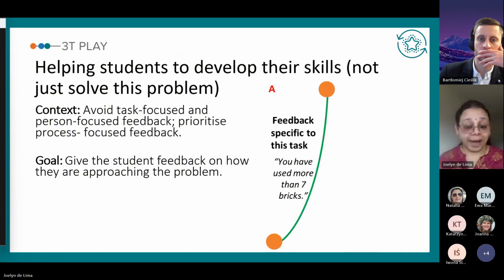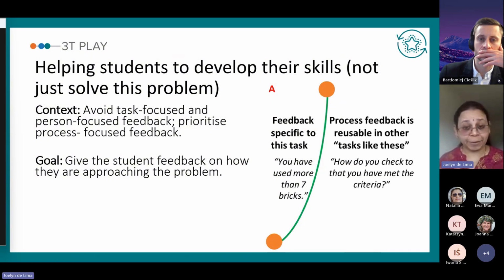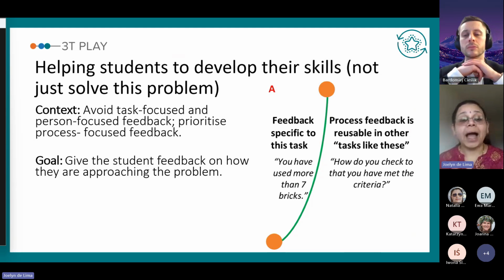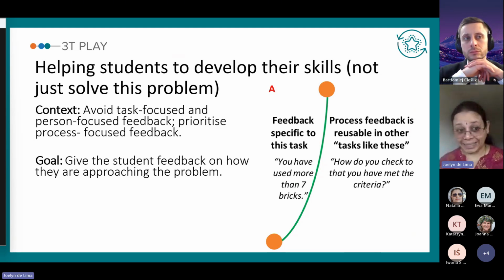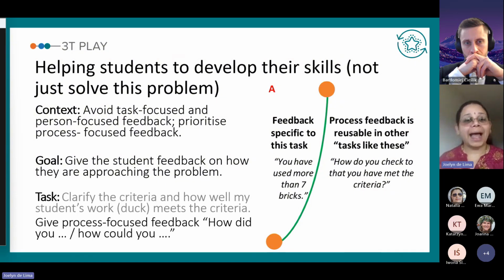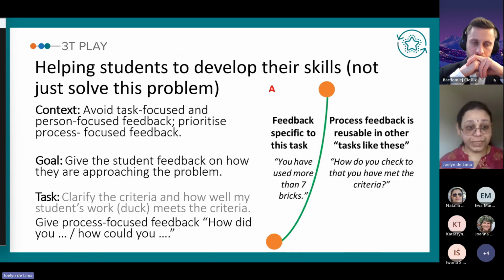If I then rather give them process level feedback, that would mean feedback that is applicable in tasks like this. Maybe next time they have to build a representation of a tree. Maybe next time they don't have to use Lego, they have to use something else. And so I can ask them something like, how do you check to make sure that you have met the criteria? And that is the second level, which is giving them process level feedback. So first, I will identify the criteria and tell them how their duck met the criteria, and then I will give them some process level feedback.